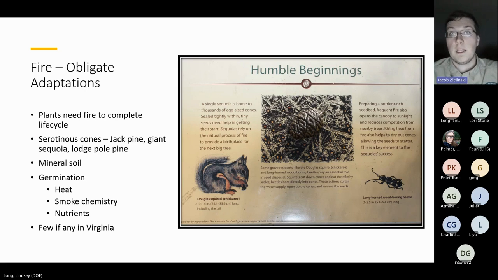And we'll go into fire adaptations. So fire can be really helpful for some species. A lot of species need it to complete their life cycle. There's very few in Virginia that need it to complete their life cycle. So we can think of a western area, the giant sequoias, the jack pine, which is this really gnarly looking pine with big spikes on its pine cone. Its pine cones are sealed with resin, and it needs a fire to come through and melt that resin for all the seeds to come out.